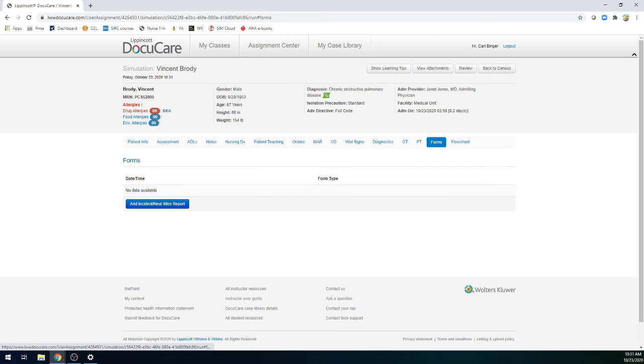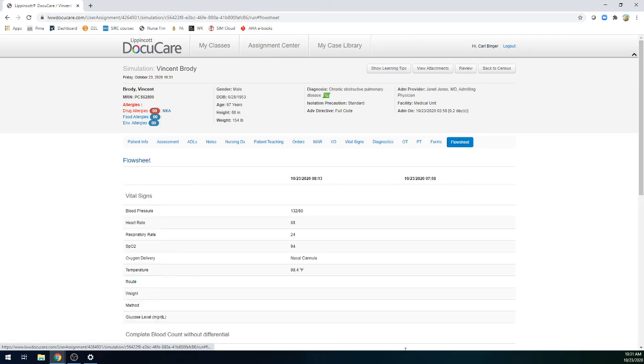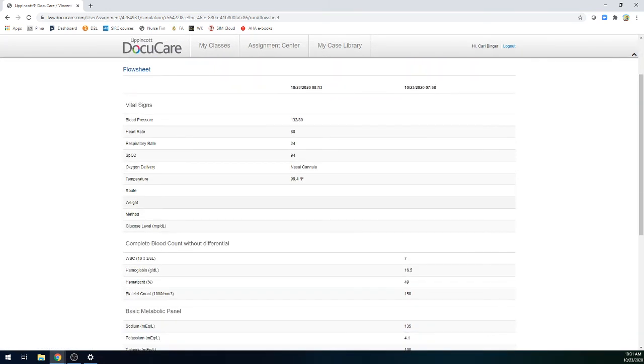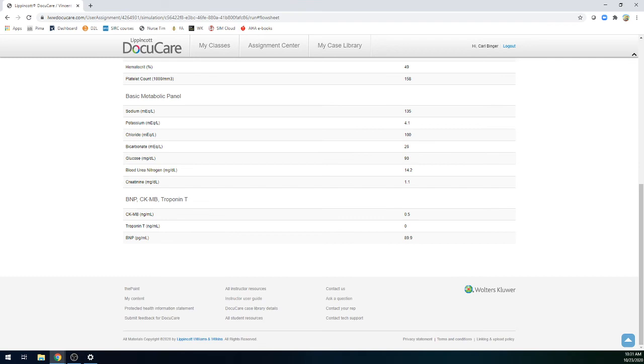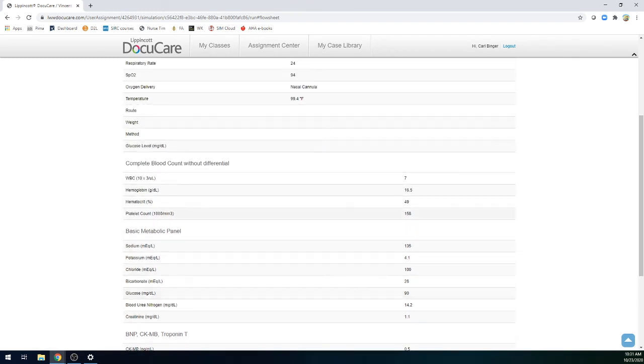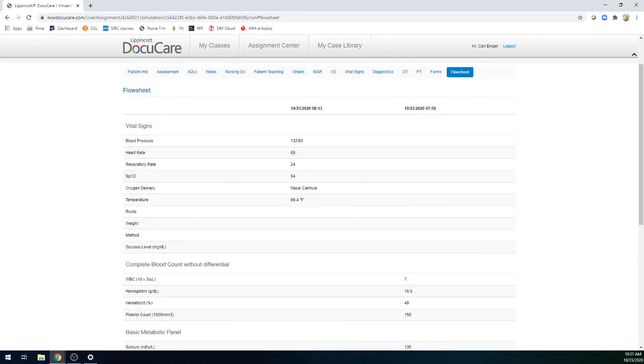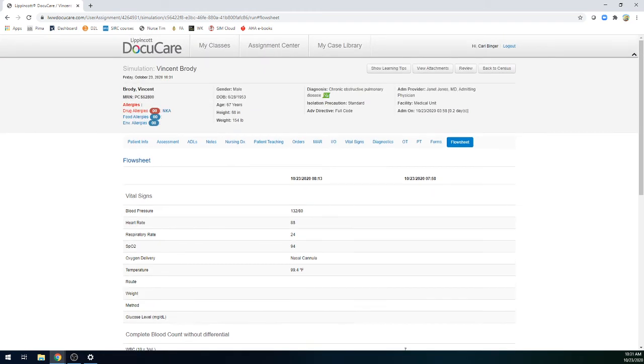Forms. This one only has the incident near miss report. So, of course, you're not going to do anything in this, and I understand that. The different flow sheets. There's nothing to chart, but it might be a good thing to look at to see our vitals that are charted and things of that nature. So now I've hit all of the tabs. Now, what do I think I have left to chart that I couldn't find in the tabs?